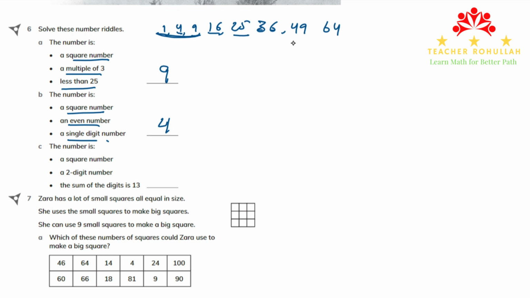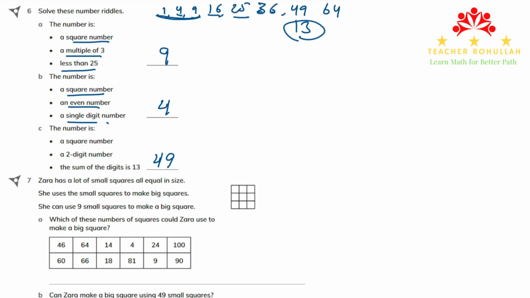How about 49? 4 plus 9 is 13. 6 plus 4 is 10. So the number is 49. This square number is 49, where the sum of its digits is giving us 13. Well, question 6 is also solved. Let's move to question 7.